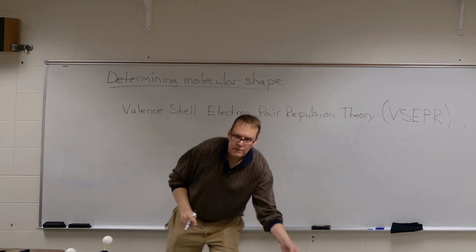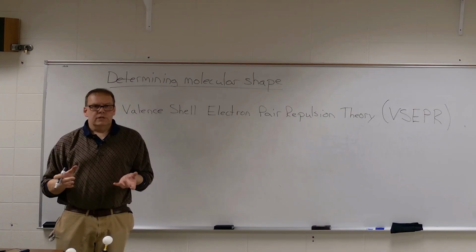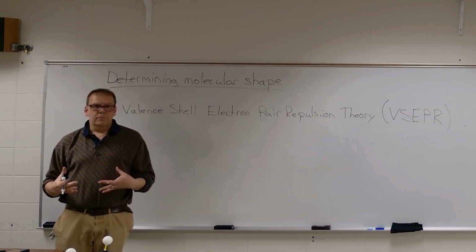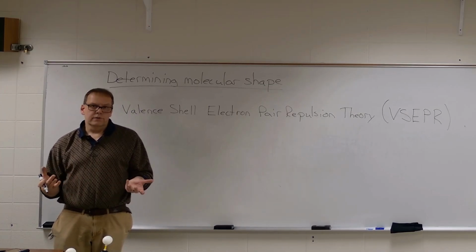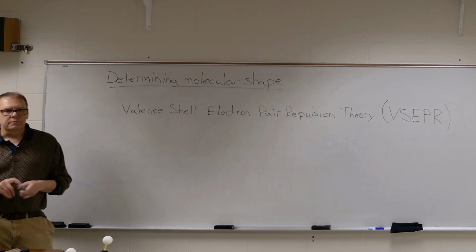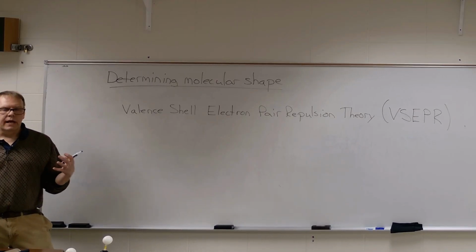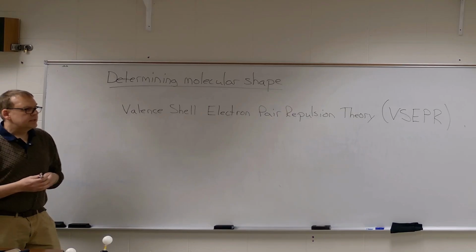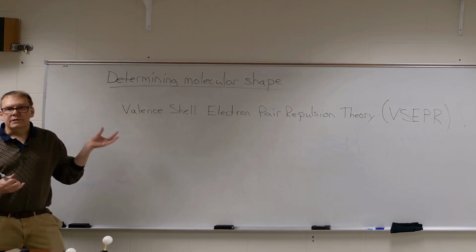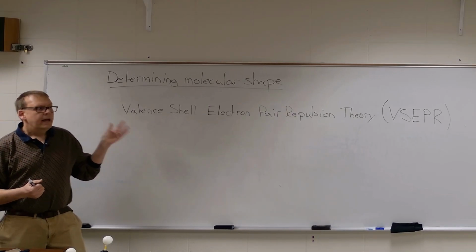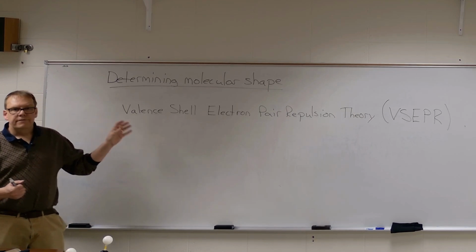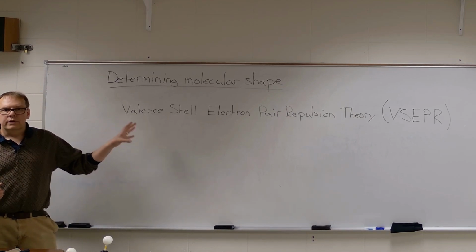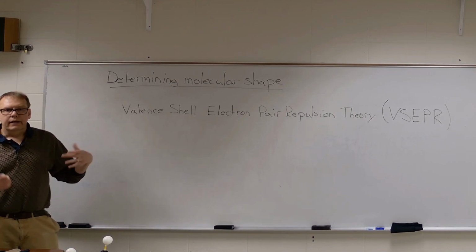Essentially what it says is that groups that are attached to an atom like to stay far apart because electron groups repel each other. That makes sense because if you've got a bunch of electrons around an atom, they're negatively charged, they repel each other. So there's this desire for these groups to stay as far apart as possible. And that's going to lead us to a few shapes that we're going to learn and get comfortable with.